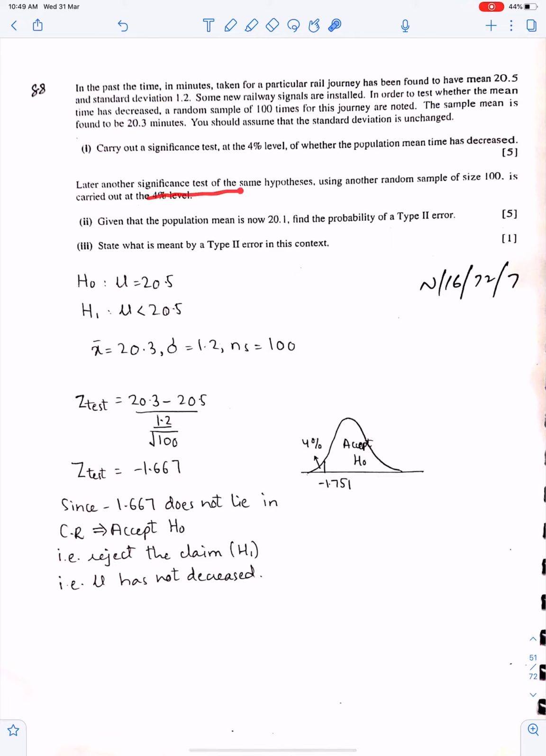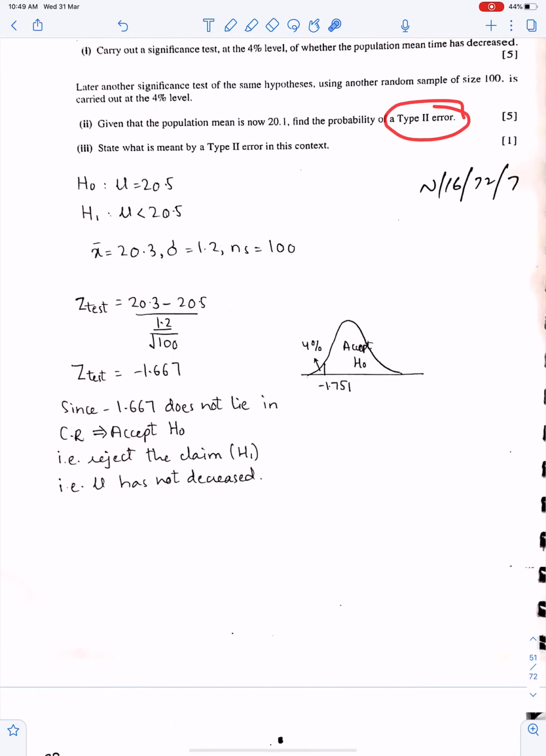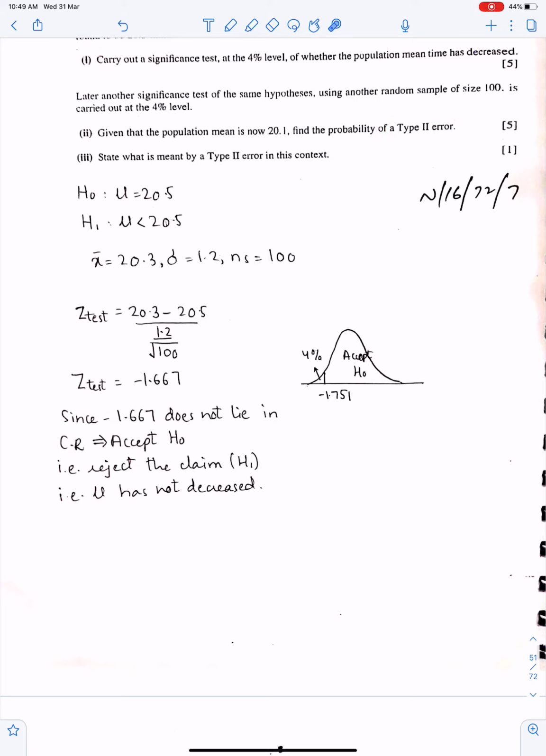Later, another significance test of same hypothesis, 100. Given that population mean is now 20.1, find the probability of type 2 error. This is so simple. Type 2 means probability of accepted region. Part 1, part 2. Type 2 means probability of critical region complement, or probability of accepted region.